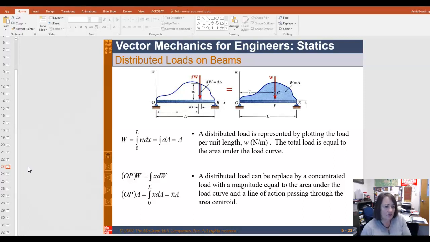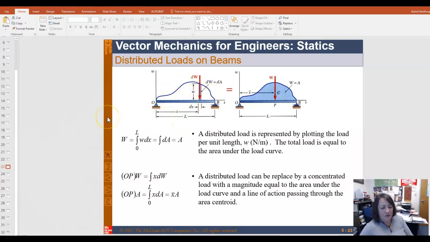The next section, section 5.3, talks about distributed loads on beams. What we've talked about so far are point loads. For example, if you have a connector like this, where all of the weight of this beam is borne, we can think about these as being point loads. But sometimes you have some sort of a load that's distributed.